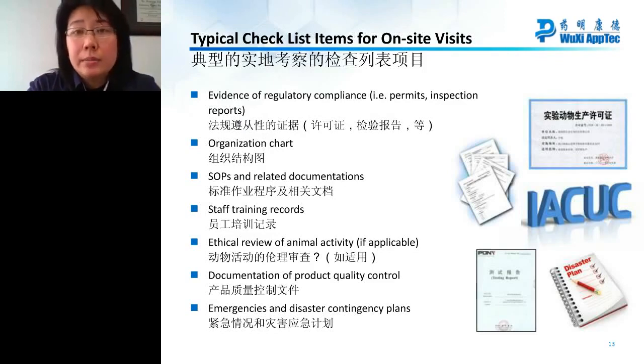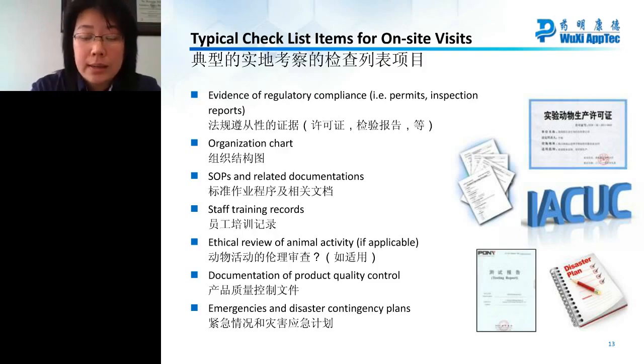The typical checklist items that I ask for, here they are. I usually ask for evidence of regulatory compliance, so ask them to show copies of operating permits. If they get inspected by local regulatory agencies, ask to see a copy of the report. If they are an AAALAC accredited facility, ask to see the program description. Okay, things like that. Organization chart: by looking at that, you can get a sense of whether or not the operating unit gets sufficient support from the management units.